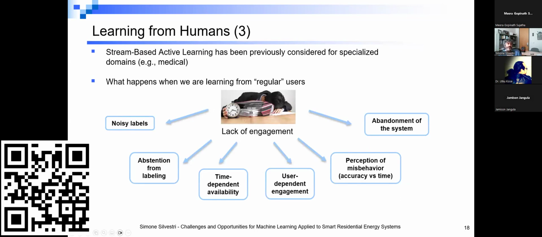So all the previous research in this domain generally assumed that the expert is someone who is always available and knows what he's doing. But what happens when we apply this type of machine learning in a residential environment, in which we are learning from regular users that are not as involved as, for example, an expert or a doctor could be? So what can happen? We may get noisy labels, so some labels may be wrong. The user may just decide not to provide a label when you ask, because maybe they're busy doing something else. Or maybe they are more available at certain times of the day and less available at others. And there could also be differences among users depending on their schedule, depending on how involved they are with this type of system, etc.